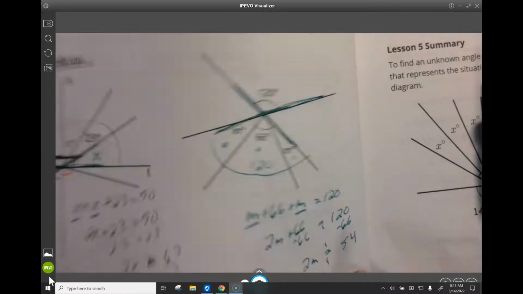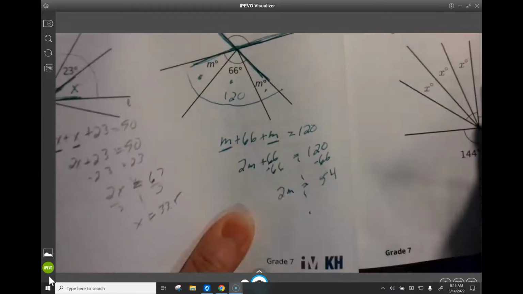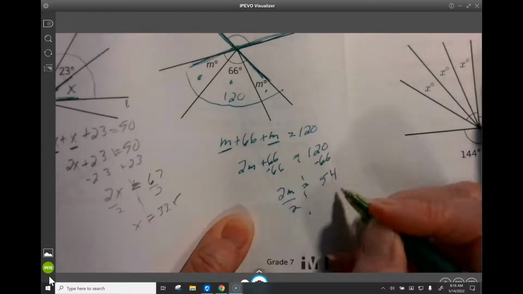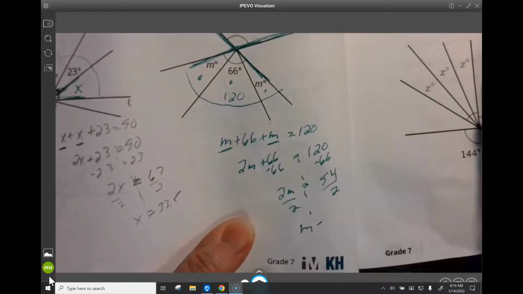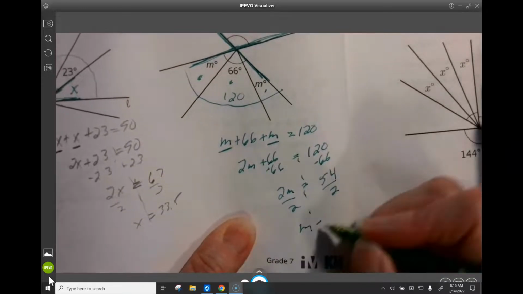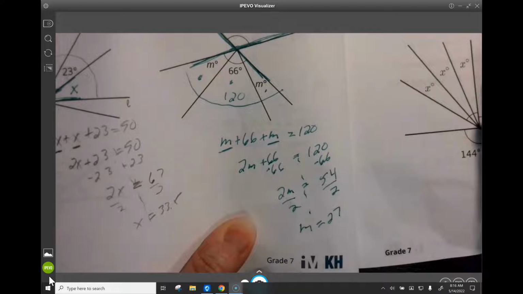Yes, it is. Now I have multiplication. So how do I solve? I have multiplication. I'm going to divide. So I get M is equal to, I think that's 27. Let's see if I'm right. 27. Okay, nice job.